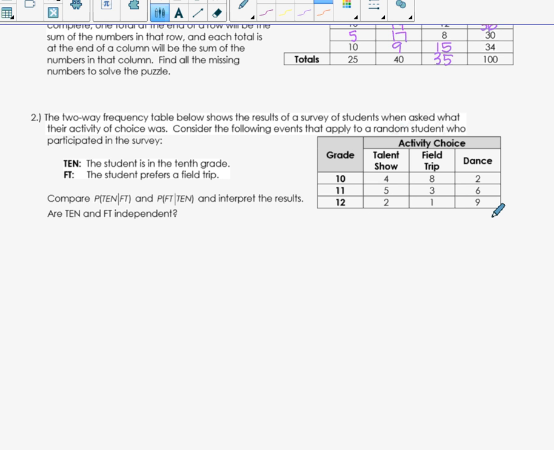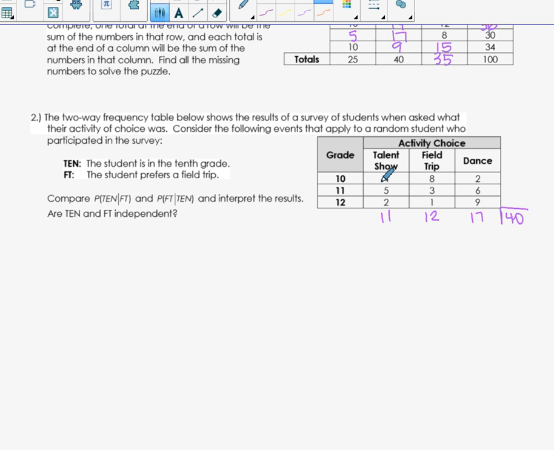So you always want to check. Sometimes they're going to be given to you. Sometimes you need to find them. In this case, we need to find them. So if we add 4, 5, and 2 together, we get 11. 8, 3, and 1, we end up with 12. 2, 6, and 9, we end up with 17. And those all add up to 40.